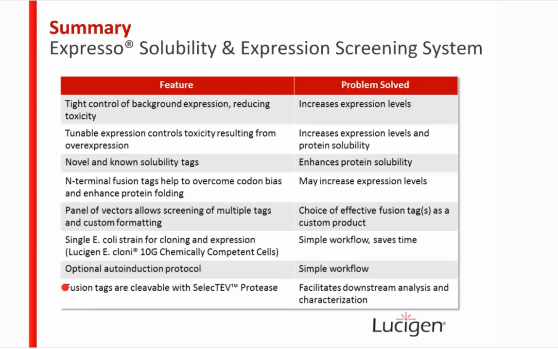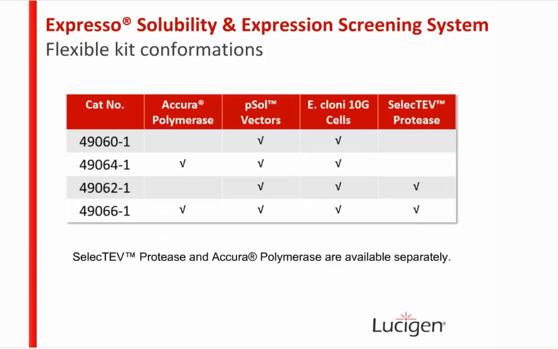We also tried to do what we could to facilitate downstream analysis and characterization by making the tags cleavable, which is the subject of the next portion of our webinar. But first, we do want to mention that we have flexible kit conformations for this as well. So these are 4 different catalog numbers for this system. And the PSOL vector suite and the E. coli 10G cells and tubes are included in all of these.